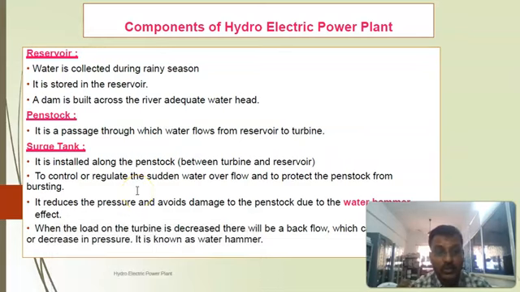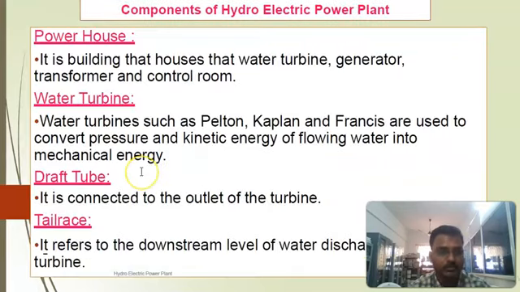The surge tank helps avoid damage to the tank as well as the penstock, and handles the water hammer effect. When the load on the turbine is decreased, there will be a backflow which causes an increase or decrease in pressure. Other components: the powerhouse consists of the water turbine, generator, transformer, and the control room. The water turbine is a Pelton, Kaplan, or Francis turbine, which converts the pressure into kinetic energy. The draft tube connects the outlet of the turbine to the tail race, which refers to the downstream level of water discharge from the turbine.